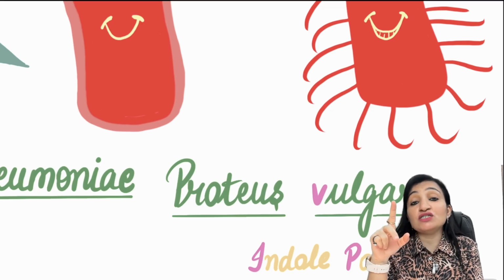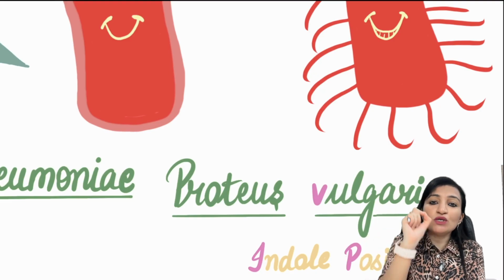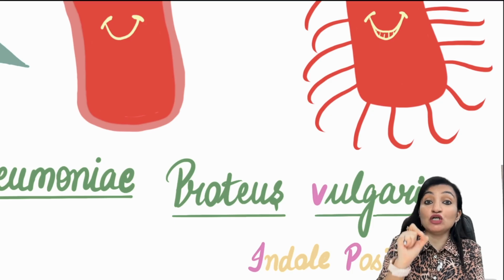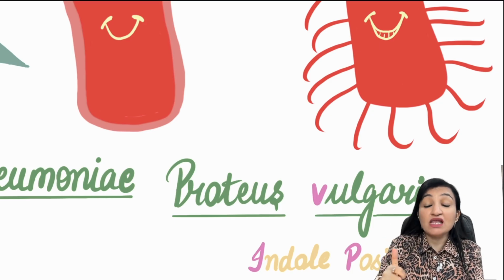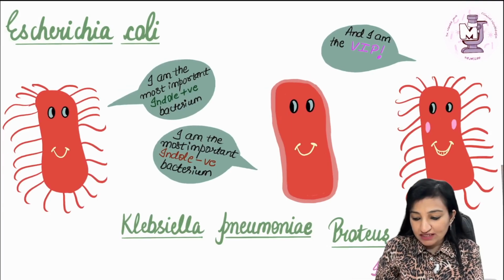Now what is a fantastic way to differentiate these two species? Indole test. Remember Proteus vulgaris is the species which is indole positive. So remember VIP. This is the VIP fellow. V for vulgaris, I for indole and P for positive.